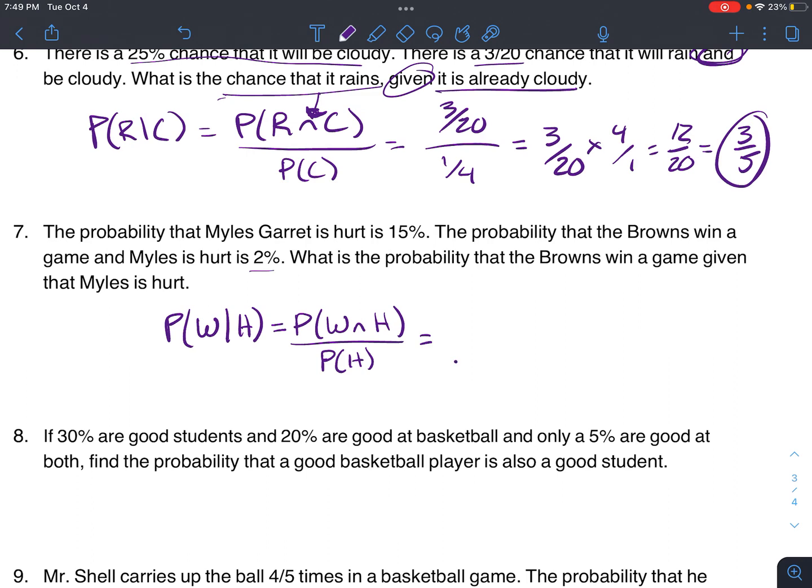So this is going to look like 0.15 over 0.0. Oops, I got this backwards. My fault. Wait, no, I didn't. We're good. So 0.2 over 0.15. So that's how you're going to do percents. You can hit up my handy dandy calculator. Oops. Oh, I see what I did. 0.02 divided by 0.15. That is about 13.3%.